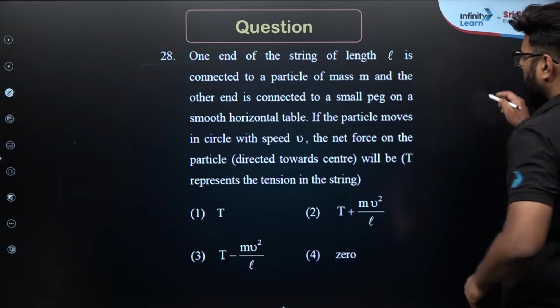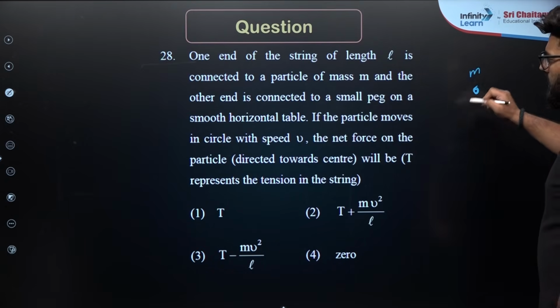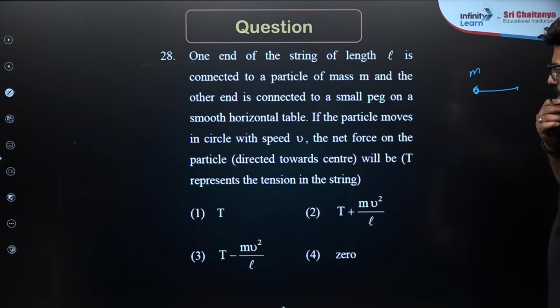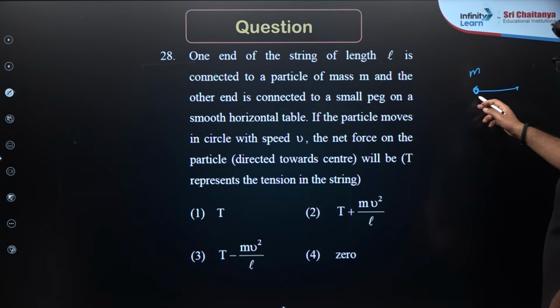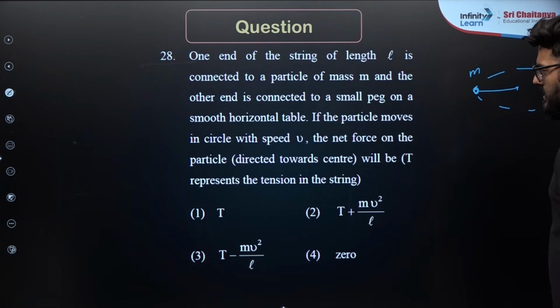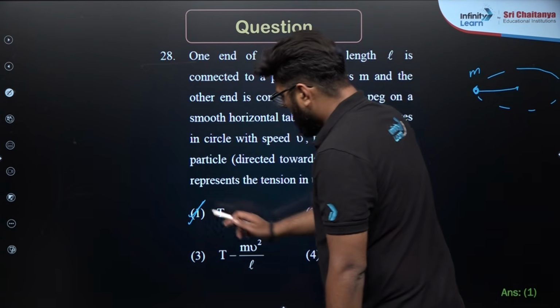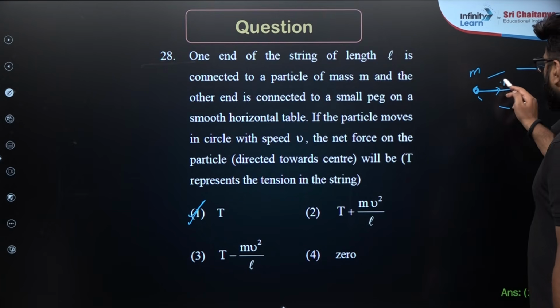It's connected to a particle of small mass m, and the other end is connected to a small peg on a smooth horizontal surface. Okay, it's like this. The net force on the particle directed towards the center will be? The net force on the particle directed towards the center is obviously going to be T, right? This will be the net force.